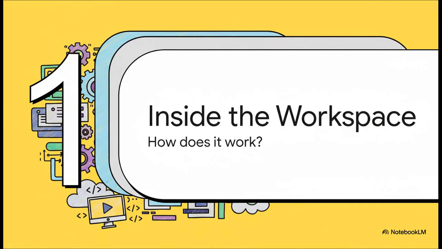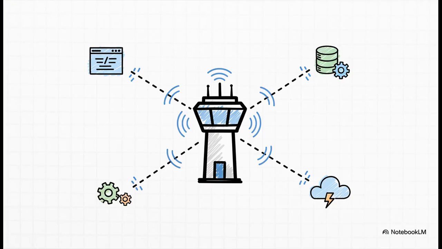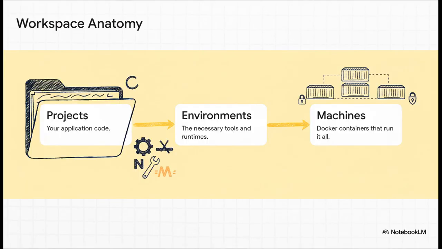Okay, so how does all this magic actually work? Let's pull back the curtain a little bit and see what's really going on inside a Che workspace. So the whole thing is managed by the central workspace server. You can kind of think of it like an air traffic controller, but for your dev environments. It's the brains of the operation. It handles all the complicated stuff, orchestrating and using APIs to build, run, and manage everything you need to get coding.